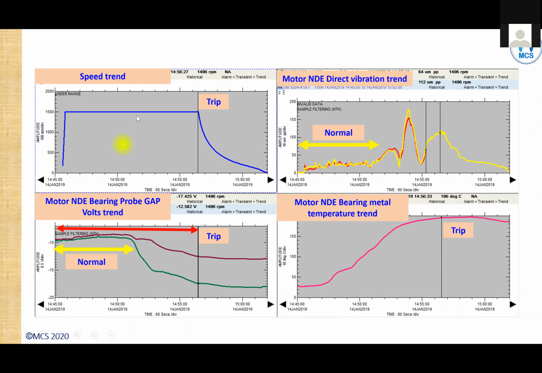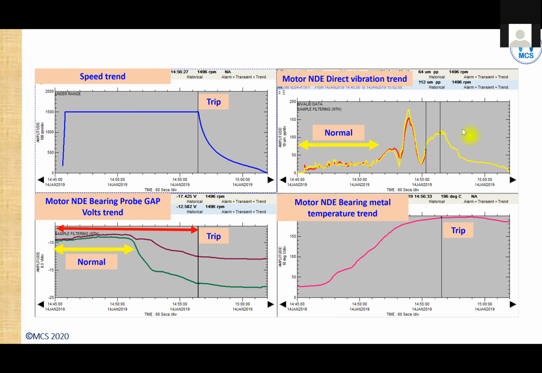So this is the speed trend. The motor started and ran for around 10-12 minutes, and then manually it was tripped. When the machine started, the vibrations were normal for some time, and then they started to increase, and then slightly decreased for some reason. And this is the incident when the trip took place. See, at this time the vibrations were changing here.